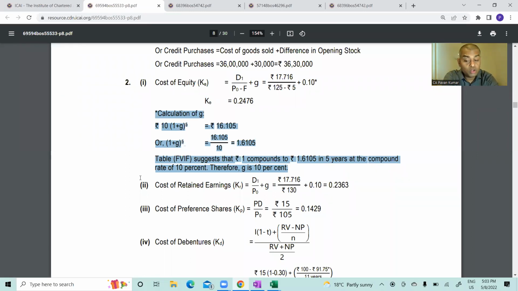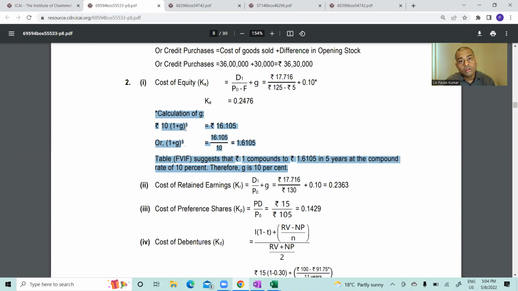But actually, to be honest, I am always on the ICI side, but here I am on the student side, okay? They should have allowed scientific calculators if they are giving this kind of equations. They cannot teach in a trial and error way. This kind of thing: 10 into (1 plus growth rate) whole power 5 is equal to 16.105. Next second, you have to use a scientific calculator.